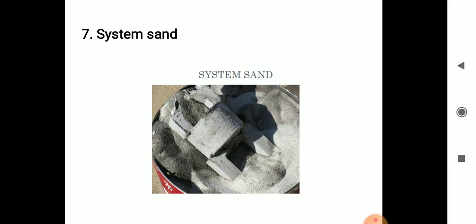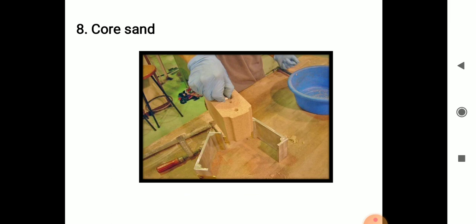Next one is the system sand. This is the sand used in mechanized foundries for filling the entire flask. No separate facing sand is used in a mechanized foundry. Sand cleaned and reused repeatedly, with the addition of water and binder, is used to fill the flask. Because of the absence of any fresh sand, system sand must have more strength, permeability and refractoriness compared to the backing sand. Next is core sand. See in the figure, core sand.